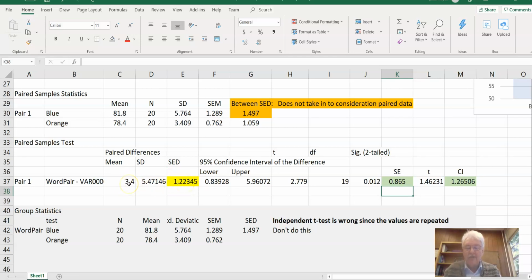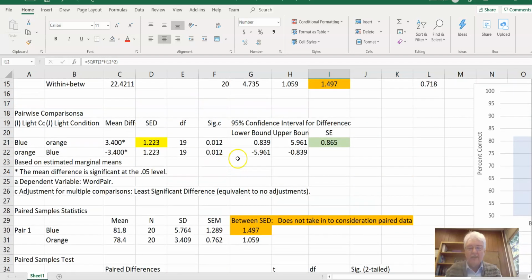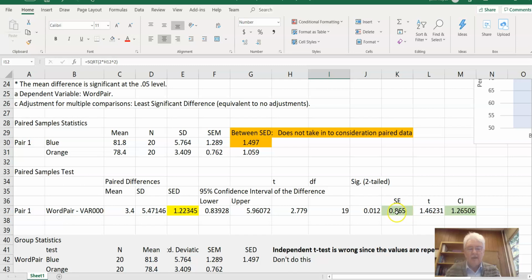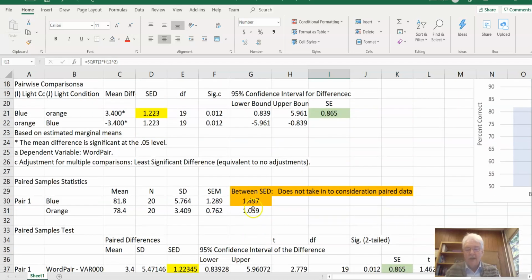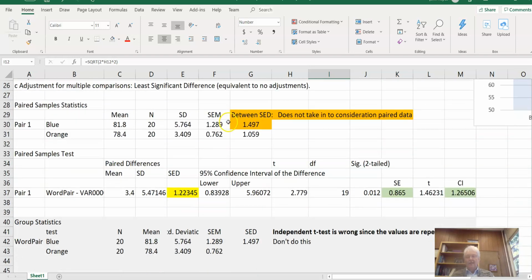So the average difference is 3.4, and the standard error of those differences is 1.22, and the standard error there is 0.86. And if we come back up here, we see that matches our standard error as we get from the diagonal offset, our standard error of differences from this compound symmetry is the same here. What about the 1.497? Notice our values there is the same as our value from the Proc Mixed model when we compute from the estimated means. In fact, notice that these means here are identical to the paired t-test.